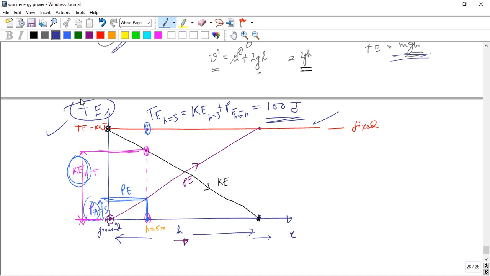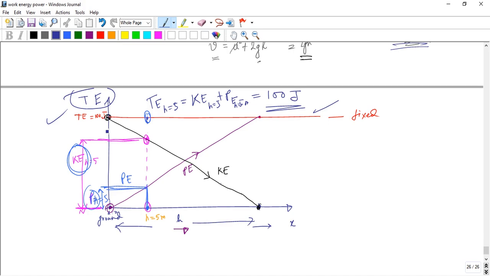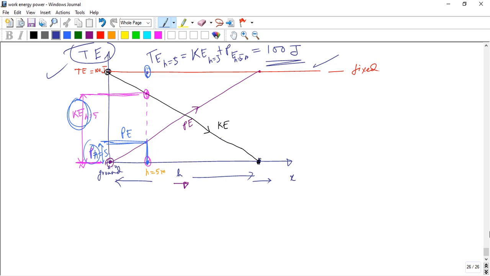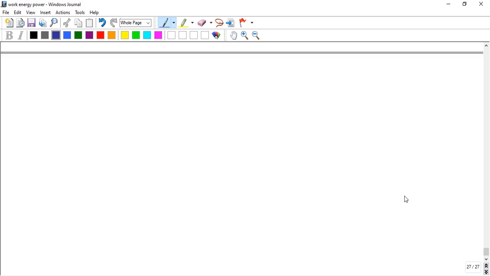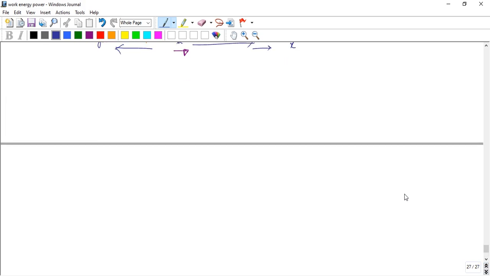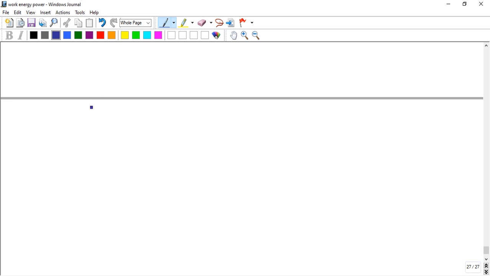Now, clear? So here is the application of the principle of conservation of energy. The application is like a simple pendulum. In our class 10 syllabus we discuss only the simple pendulum application of that equation. Very easy. So draw a diagram, a fixed point.